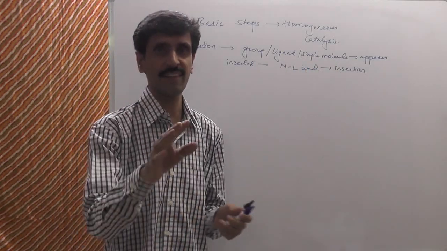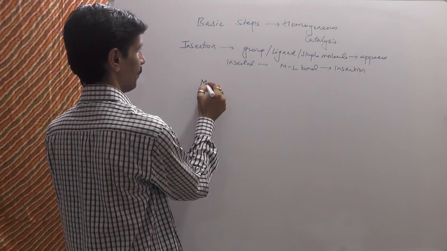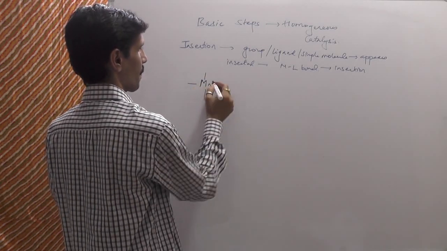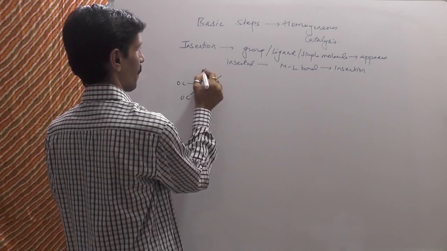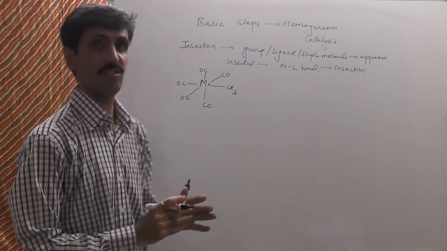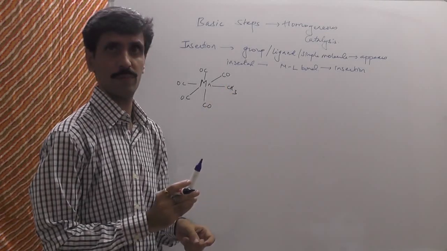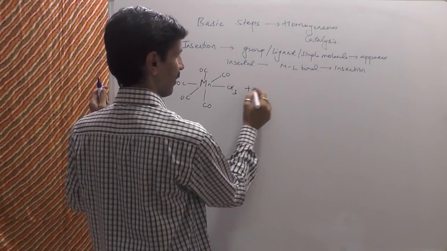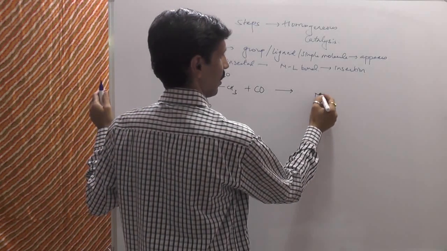Insertion reaction. A group or a ligand or a simple molecule which appears to be inserted in a metal ligand bond is called an insertion reaction. Now I'll explain how it takes place. Let us consider a manganese complex. The coordination number is 6. There are 1, 2, 3, 4, 5 CO and 1 methyl group. So this also can be termed an organometallic compound. Now, I show an insertion of a carbonyl ligand into this. It can be shown in this way.